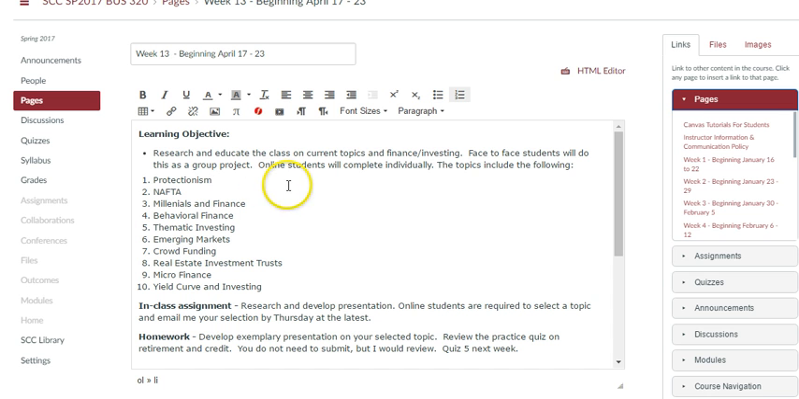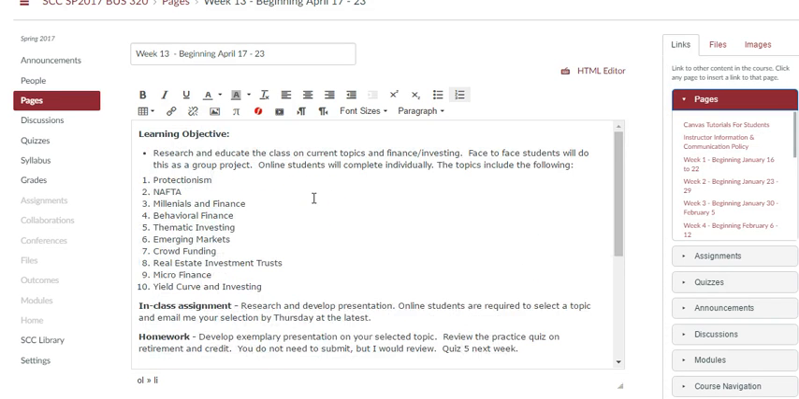Protectionism has to do with levying taxes and fees on imports into this country. So what you would do is talk about what protectionism is and then what the implications of protectionism are to us as investors and even to us as consumers.